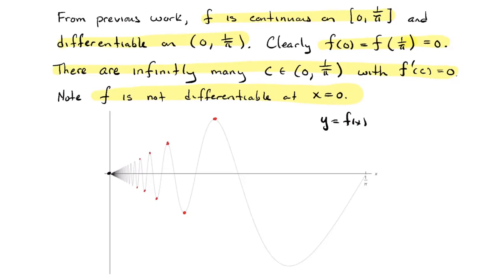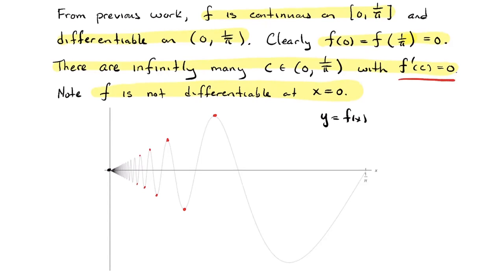But I'm just saying visually by this picture that, as I said above, Rolle's theorem doesn't say that there's going to be exactly one place. In this particular example, it looks like there's lots of them, infinitely many values of c, where f prime of c is equal to 0.